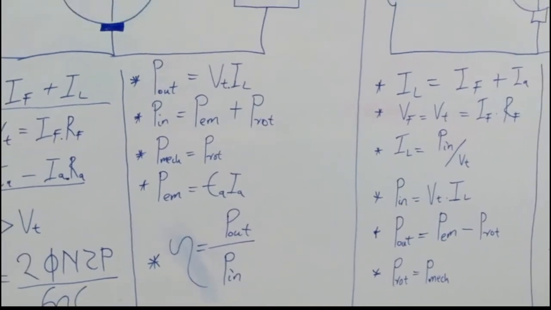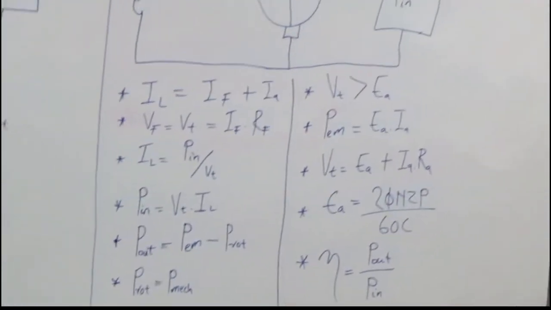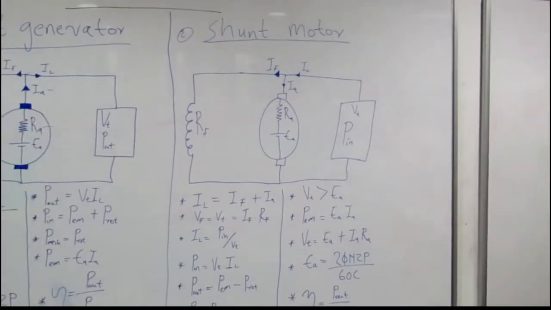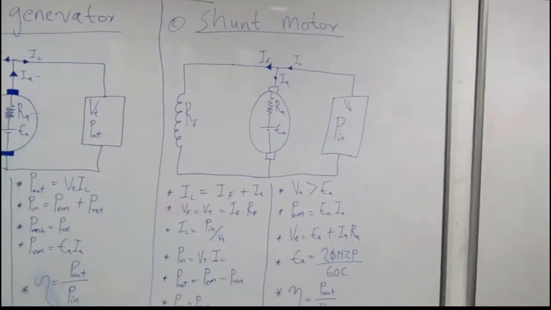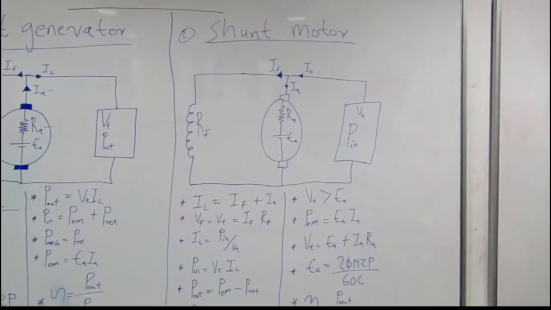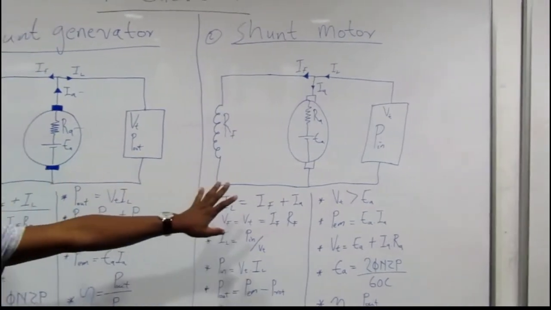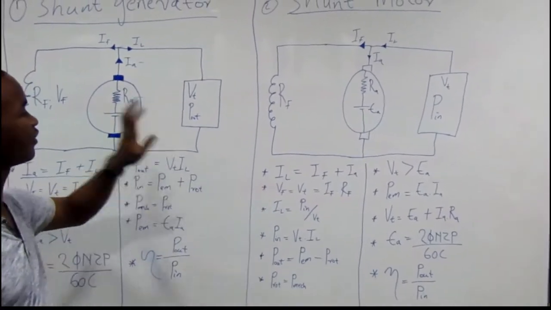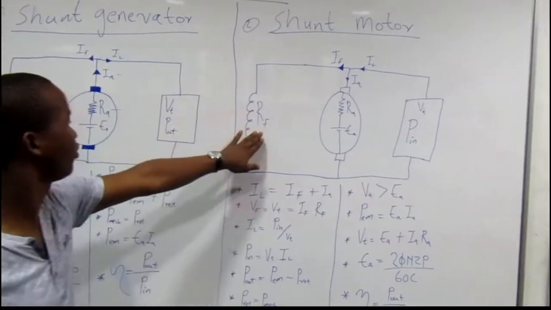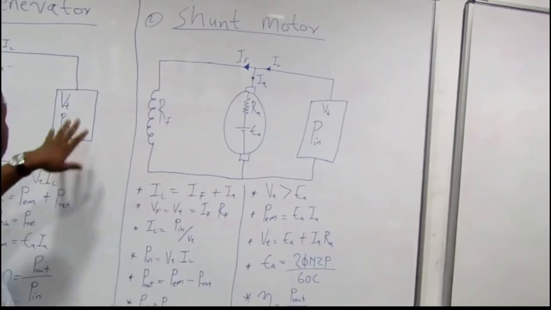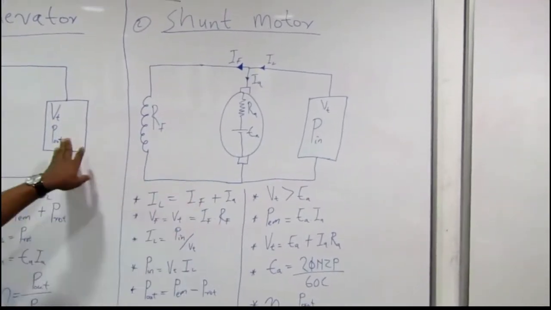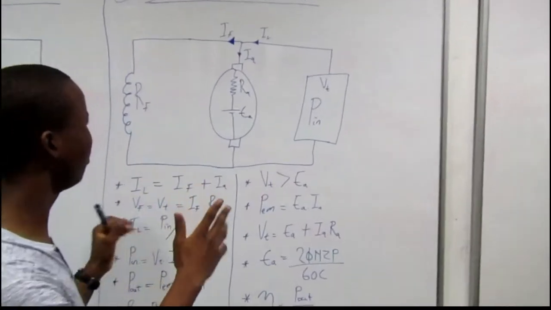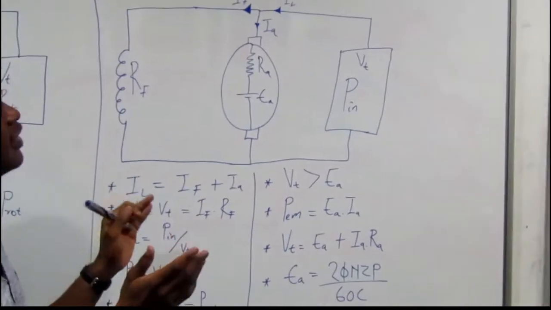Then we go to the shunt motor. There is no difference between a shunt motor and a shunt generator. The only difference is that a shunt motor operates differently from a shunt generator, meaning the circuit is the same but the operation is different. You can also compare this shunt generator and this shunt motor. We do have RF, P, V, VT, VT, P out.